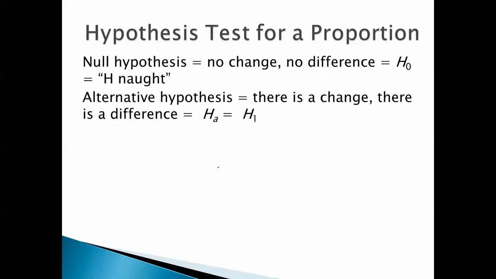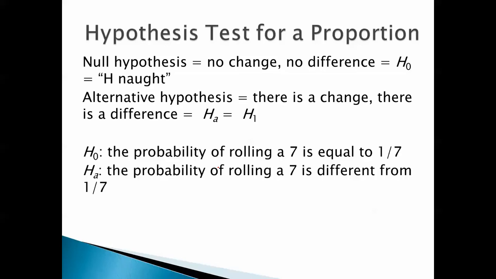Now, when you're testing a hypothesis, the null hypothesis is that there's no change, no difference. We usually represent that with an h sub 0. Sometimes you call it h naught. Okay, the alternative hypothesis is that there is a change. There is a difference. That's represented by h sub a. Some books use h sub 1.